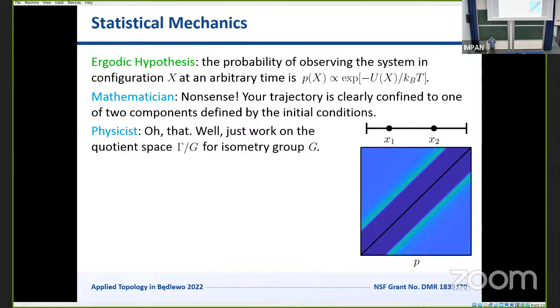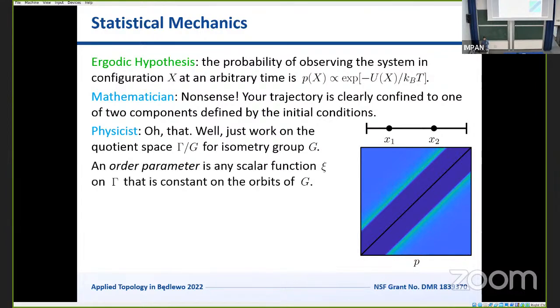So there is only one connected component after I've modded out by the action of this group symmetry. Okay. Now, how do we identify things like phase transition in this framework? The way we do that is we put on these scalar test functions. So we're going to put a scalar function onto the space. It's going to be known as an order parameter.